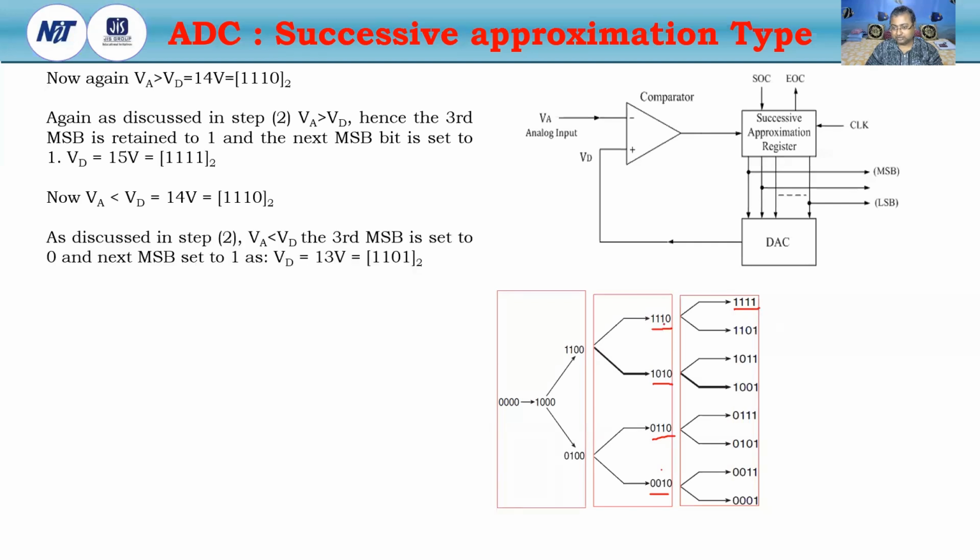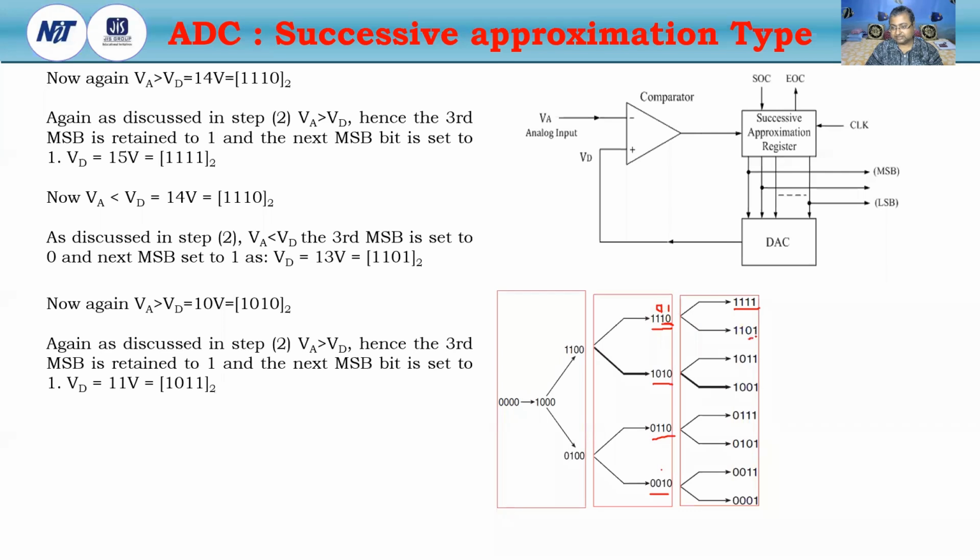Okay. If no, then interchange in between these two. This should be 0, this should be 1. So this 1 should be 0, this 0 should be 1. As per the step 2.